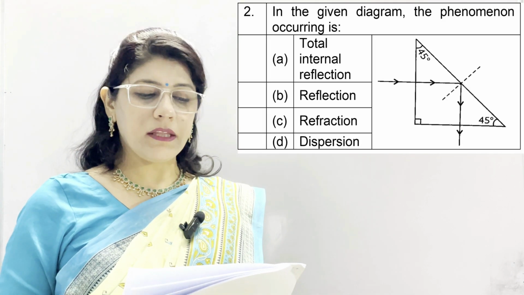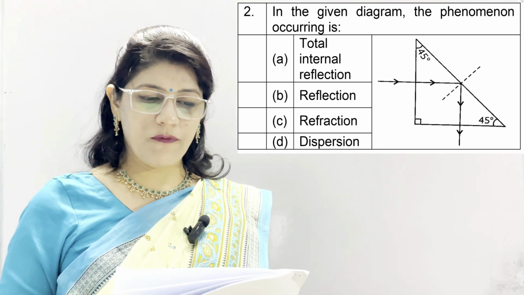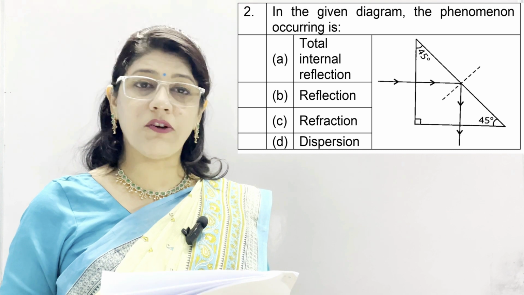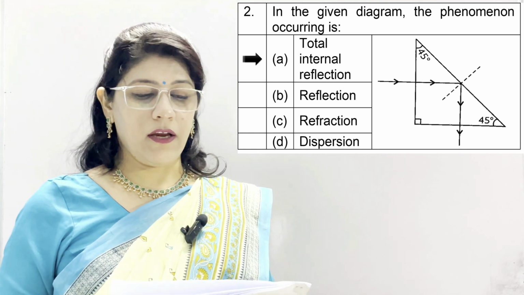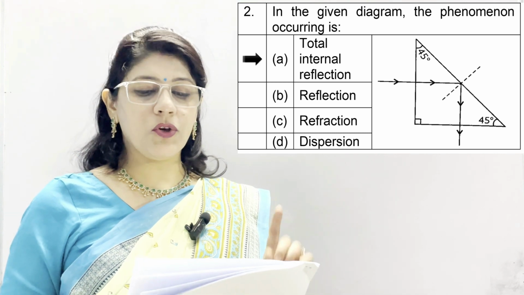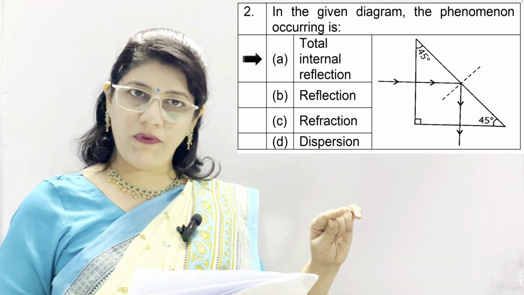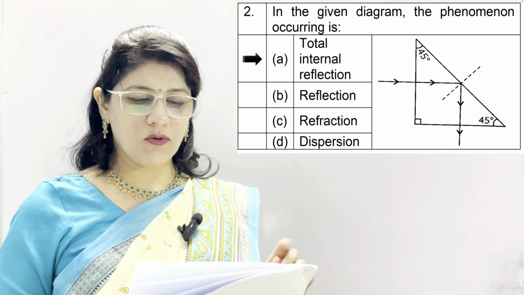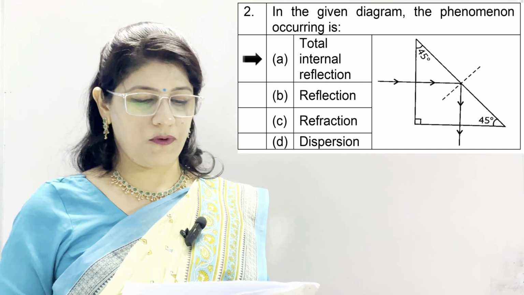Question number 2. In the given diagram, the phenomenon occurring is A. Total internal reflection, B. Reflection, C. Reflection, and D. Dispersion. Answer is A. Total internal reflection, because you can see the ray of light is deviated by 90 degree, 45 plus 45, by an isosceles right angled prism by the process of total internal reflection.